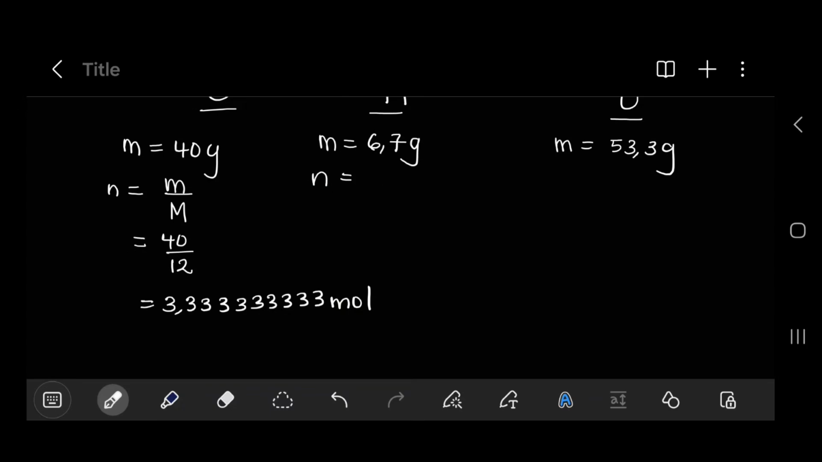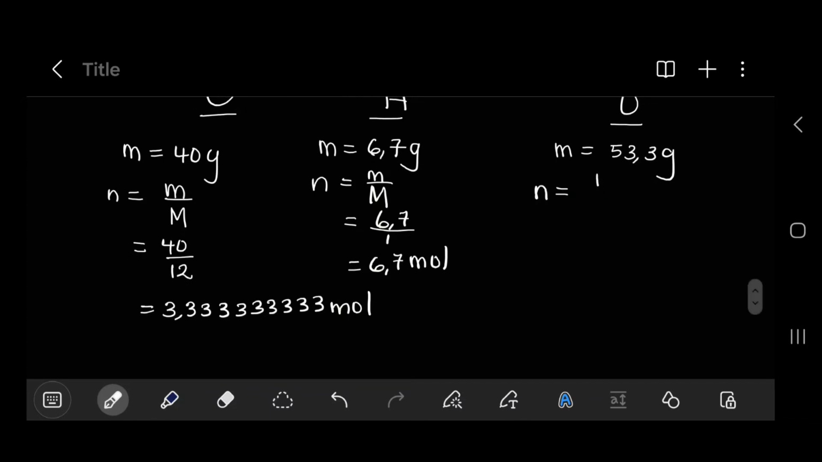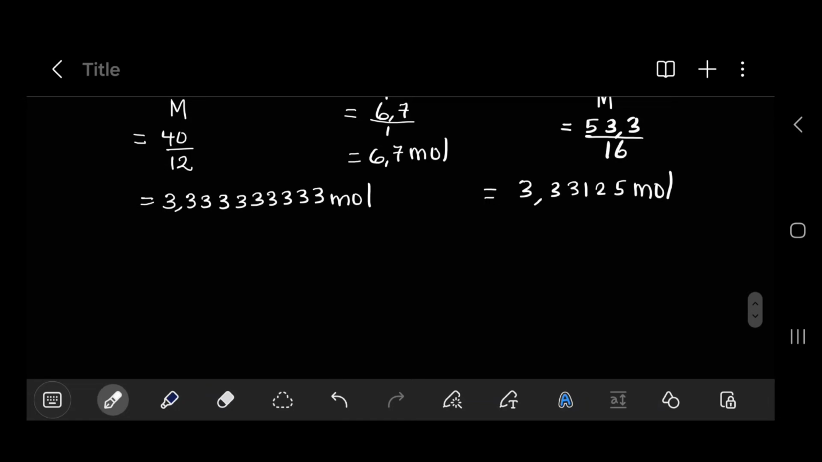Then let's calculate number of moles for hydrogen. Again, mass over molar mass. Now you know that the molar mass of hydrogen is 1. So 6.7 divided by 1 is still 6.7. And let's calculate number of moles for oxygen. Molar mass for oxygen is 16. That gives you 3.33125 moles.